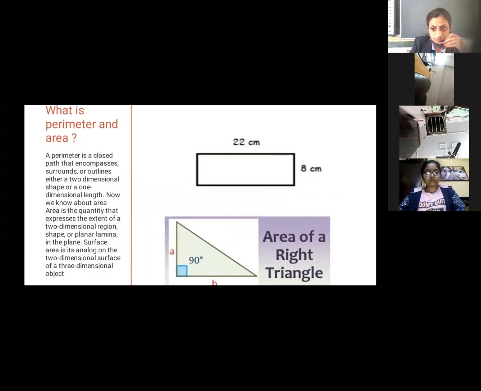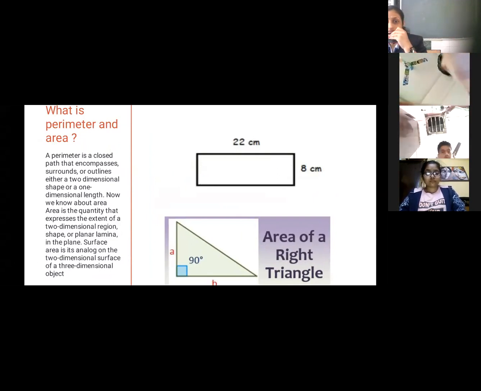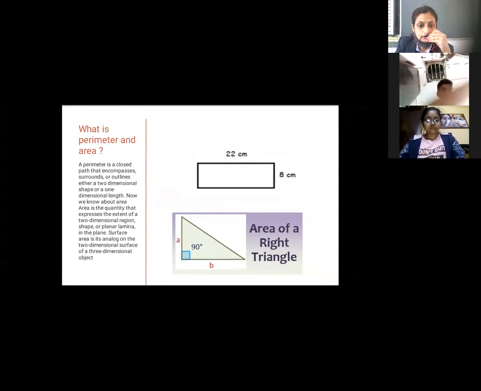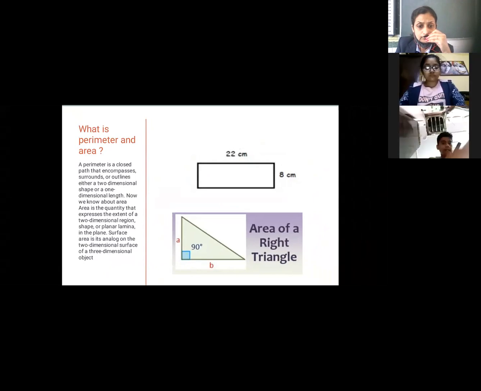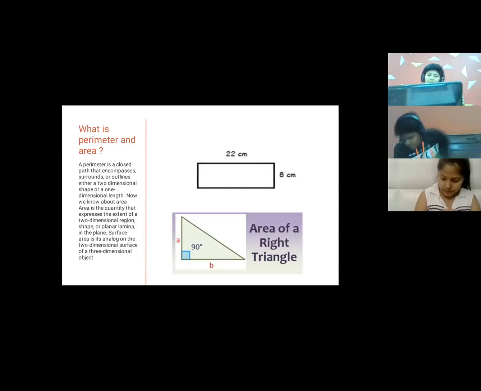A perimeter is a closed path that encompasses, surrounds, or outlines either a two-dimensional shape or a one-dimensional length, and it is called perimeter. Now we know about area. Area is a quantity that expresses the extent of a two-dimensional region, say a planar lamina in the plane, and it is called area. Surface area is enveloped on the two-dimensional surface of a three-dimensional object.